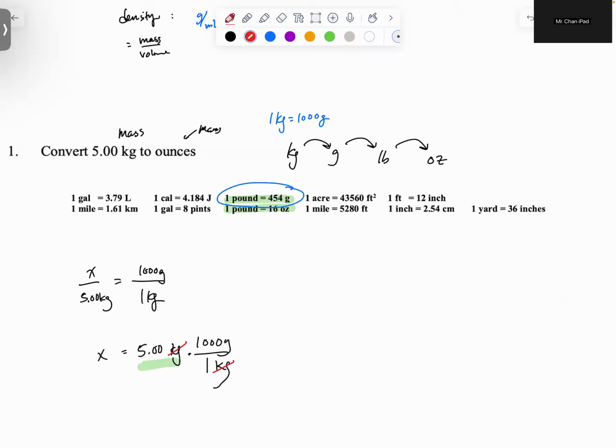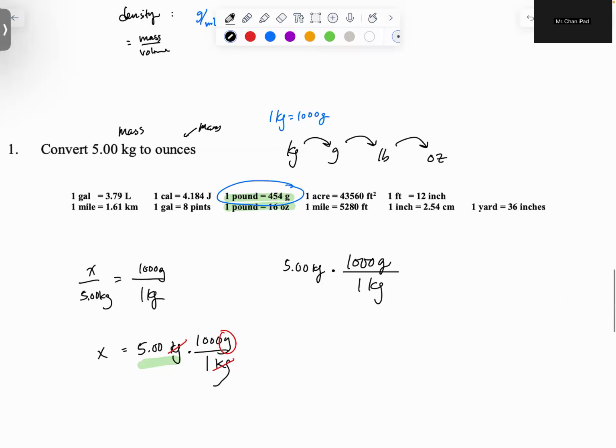And what's the unit left? It's grams. So this calculation will give you the number of grams, which is 5,000 grams. Pretty obvious, right? Now, what's going to happen is this. In chemistry or high school chemistry, we would say, hey, let's go ahead and convert kilograms to grams. Good. Let's go ahead and convert grams to pounds.